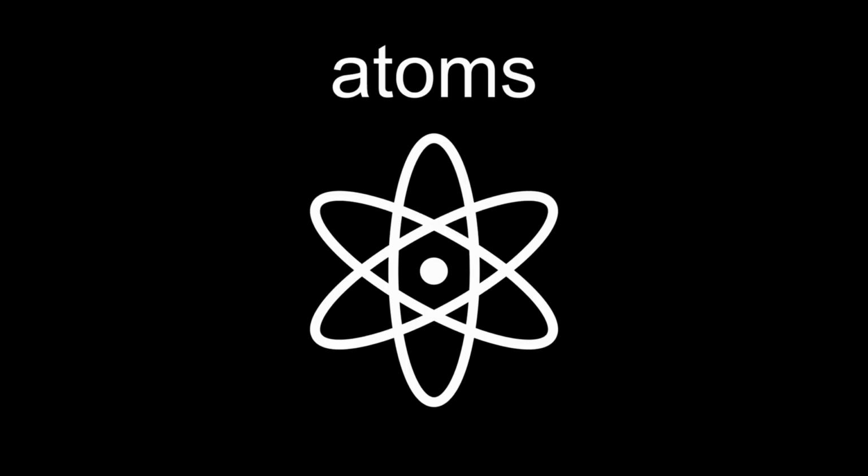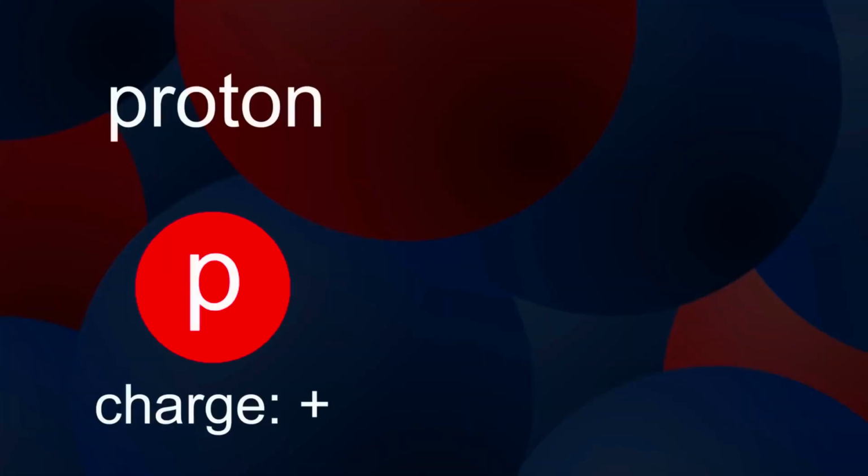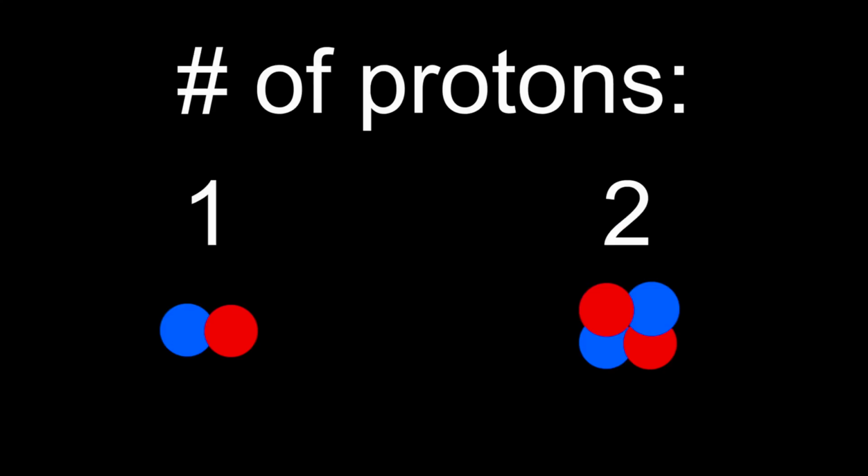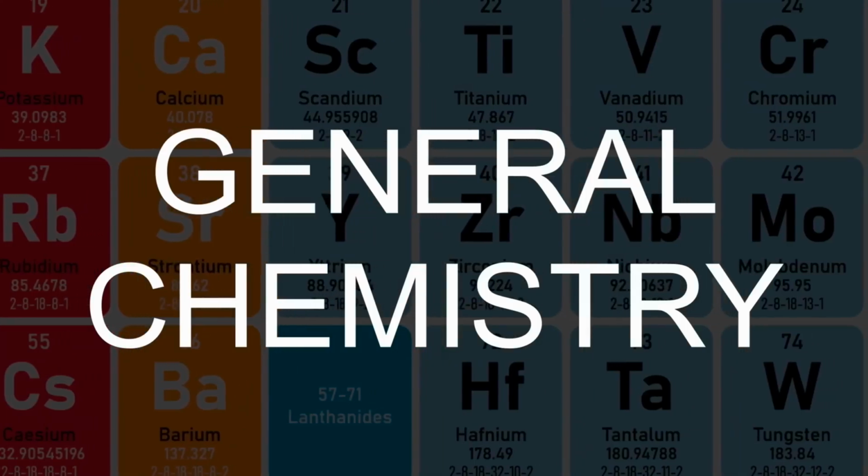Everything is made of atoms. Yes, even you. Atoms consist of a core and some electrons. The core is made of protons and neutrons, and depending on the number of protons, you get different elements. Water is made of hydrogen and oxygen. This is some sodium. I wonder what happens when you... Oopsie.